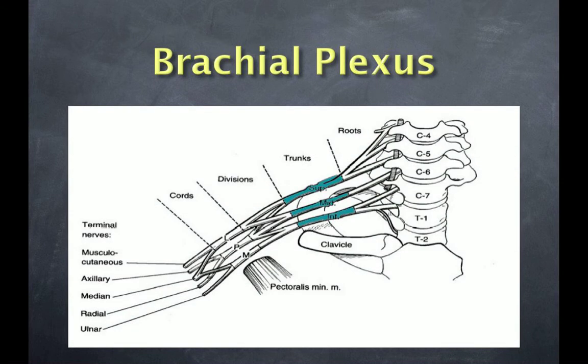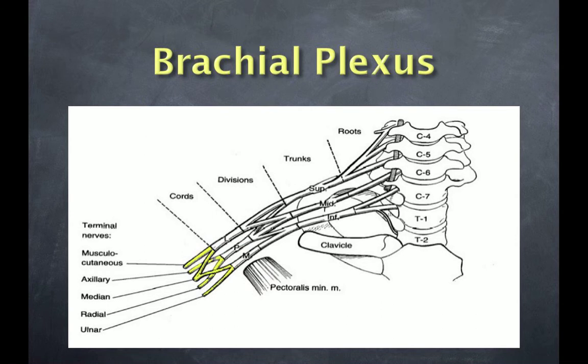From the interscalene space, the roots converge to form three distinct trunks: superior, middle, and inferior trunk. The trunks will bifurcate into anterior and posterior divisions at the supraclavicular level. Those divisions subsequently form three cords that are named for their location relative to the axillary artery: medial, posterior, and lateral cord at the infraclavicular level. Finally, those three cords give rise to the terminal branches starting from the upper border of the clavicle at the axillary level.